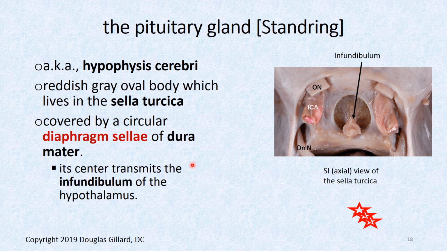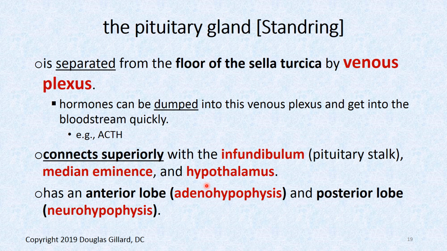The diaphragma sellae transmits the infundibulum, which is part of the posterior pituitary. It's the pituitary stalk, but it's considered part of the... Is it the posterior? I think it's the posterior pituitary. I have a slide coming up on that. Okay, it's separated from the floor of the sella turcica. There's a venous plexus underneath it, so hormones can be dumped quickly into this venous plexus and take off when they're released from the pituitary.